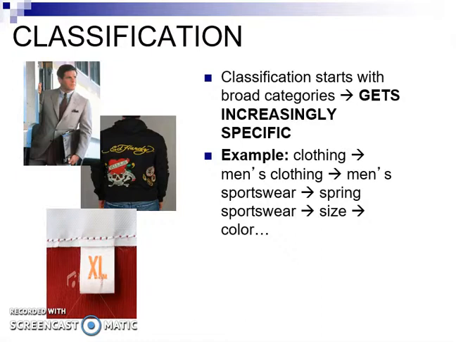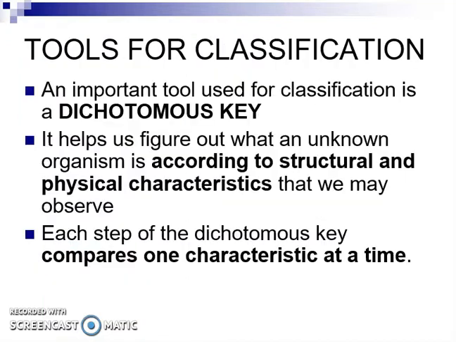Like I was giving you an example about the athletic wear in Target, let's say I go into a clothing store. I go into the men's clothing, I go to the men's sportswear, then I go into the spring sportswear, then I look for my size, then I look for the color I want. See how it increasingly gets more specific, and then I get down to that one specific thing that I'm searching for?